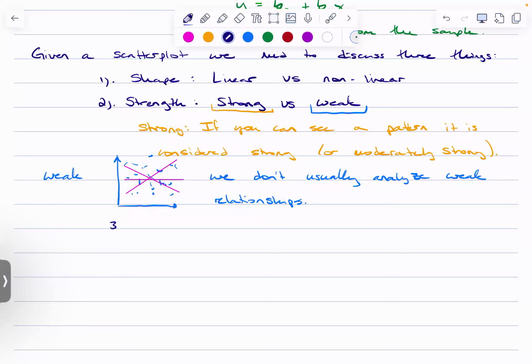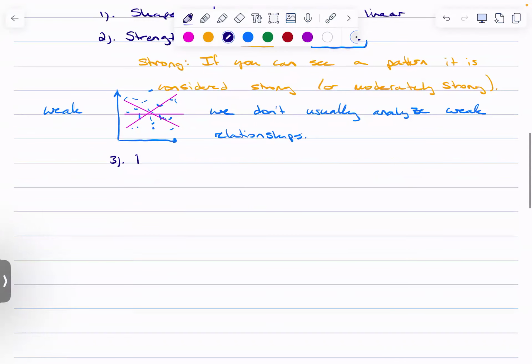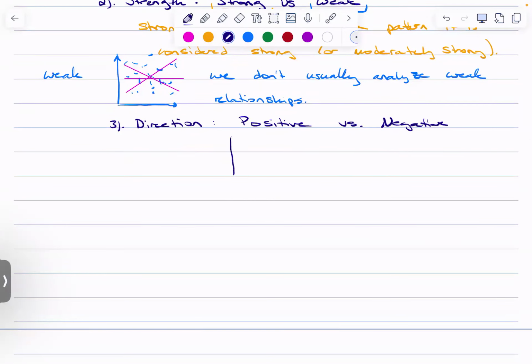Third thing is the direction. It can be either positive or negative. A positive relationship is going to look something like this. If you're starting on the left-hand side and moving to the right, it's going up, up, up, up, up. Versus a negative relationship.